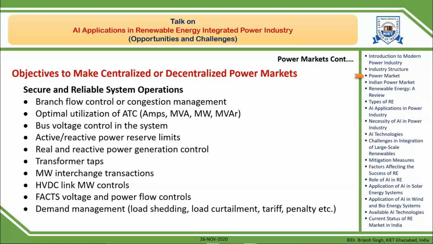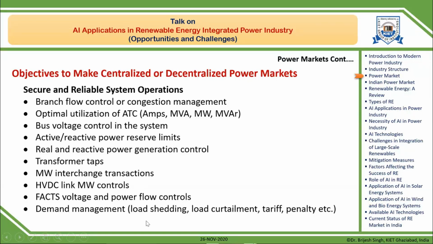Megawatt interchange means how we can interchange megawatt power between two different areas. Suppose there is one area and a second, different area, and you want to make an interchange between these two areas. How can we optimally allocate the power transaction? So these things are important.